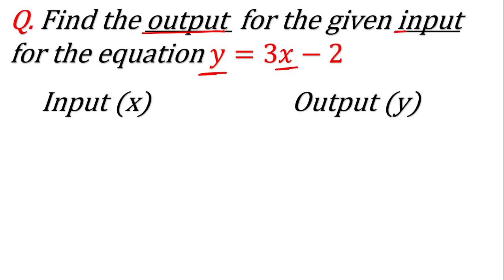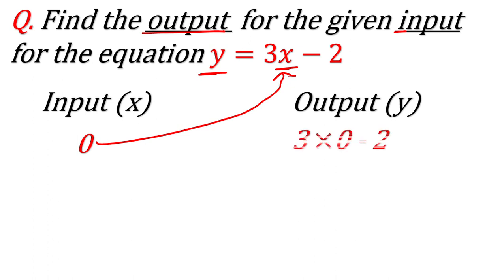Now the first value of x is given here as 0. So if you put this value of x in the equation, what will you get? 3x means 3 multiply x. So if you put the value of x as 0, what will you get? 3 multiply 0 minus 2. So 3 multiply 0 means 0, and 0 minus 2 will be minus 2. So minus 2 is the answer for this input, that is 0. Now what is the second input I have taken here?